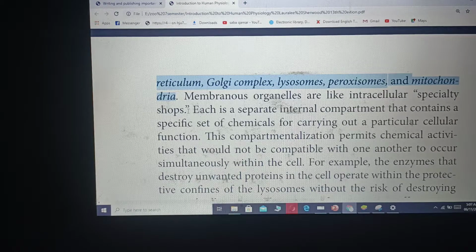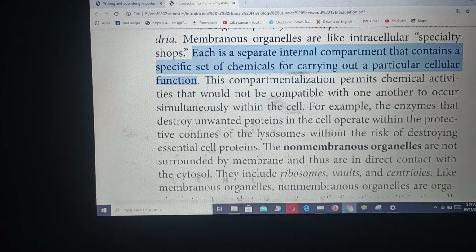one or two products. Similarly, membranous organelles are involved in the formation or performing of one or two functions, and so each is a separate internal compartment that contains a specific set of chemicals for carrying out a particular cellular function. Every membranous organelle contains specific enzymes and may contain specific chemicals that are specialized for specific functions.